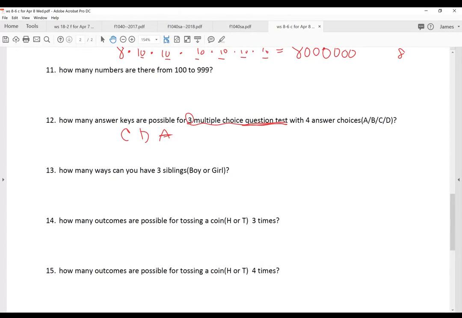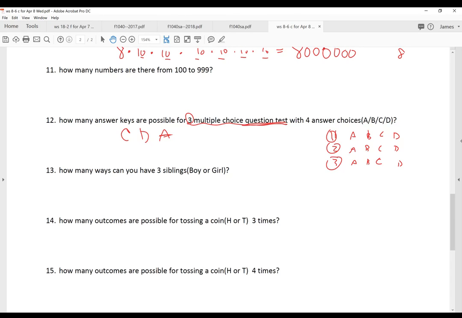And in each of the questions, you have 4 answer choices. So in number 1, you have A, B, C, D. Number 2, A, B, C, D. Number 1, you pick one. Number 2, you pick one. Number 3, you pick one. But that's it. There are 3 questions.